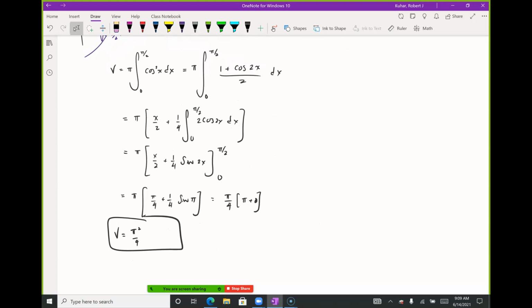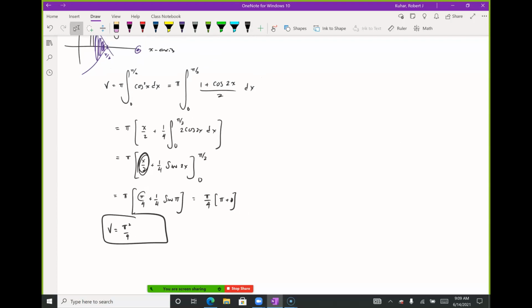Charlie, did you get pi squared over 4? Did you get the same? I got pi squared over 2. I don't know where I'm making a mistake. When you put pi over 2 in, right? That's pi squared over 4, right? Yeah, pi squared over 4. Thank you, David.